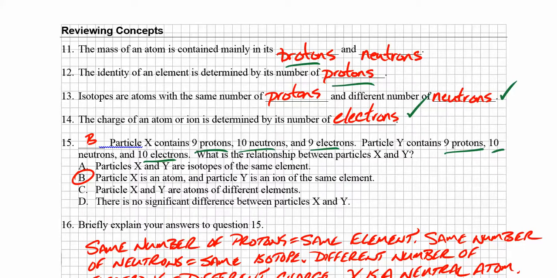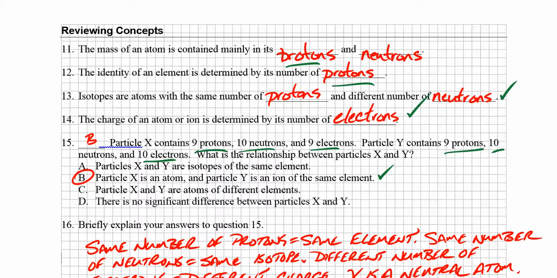Well, the answer is B. Particle X is an atom. Notice that in particle X, we've got the same number of protons and electrons, 9 and 9. Particle Y is an ion because it has 9 protons and 10 electrons. In fact, to be more specific, it's negatively charged, so B would be the correct answer.